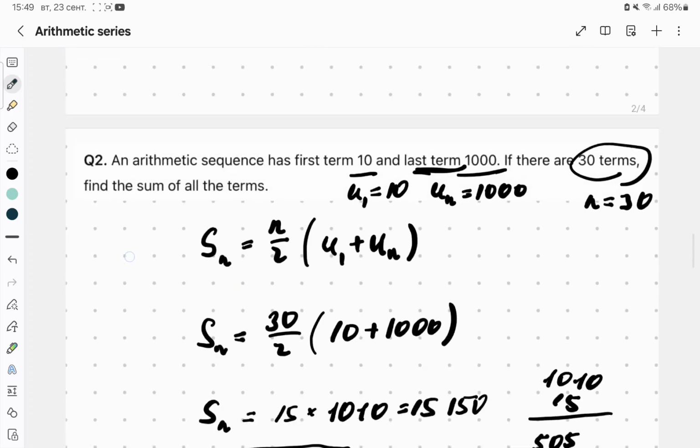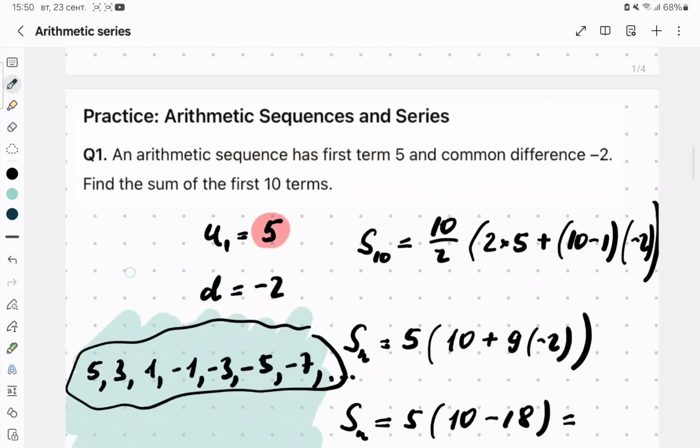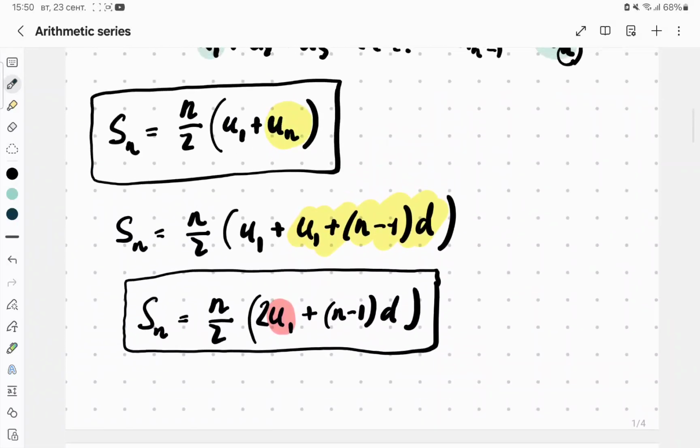So in this lesson we have considered arithmetic series, considered 2 formulas, and several practice examples.